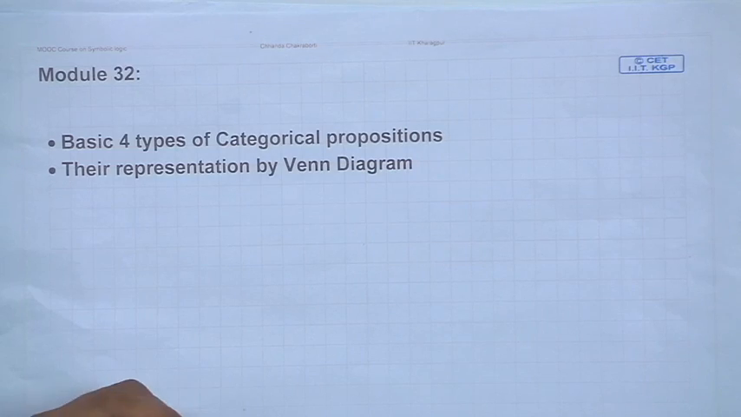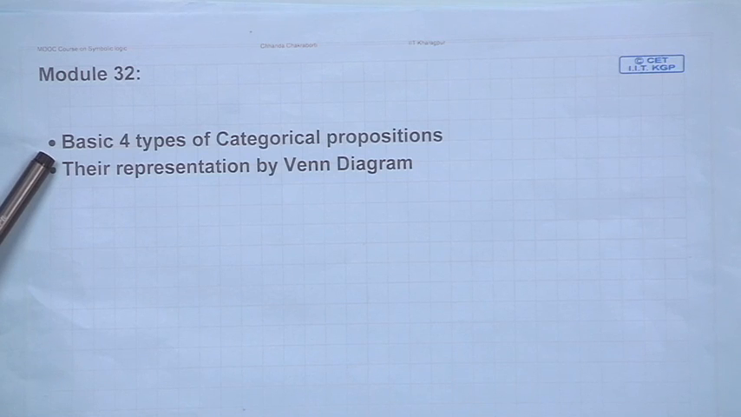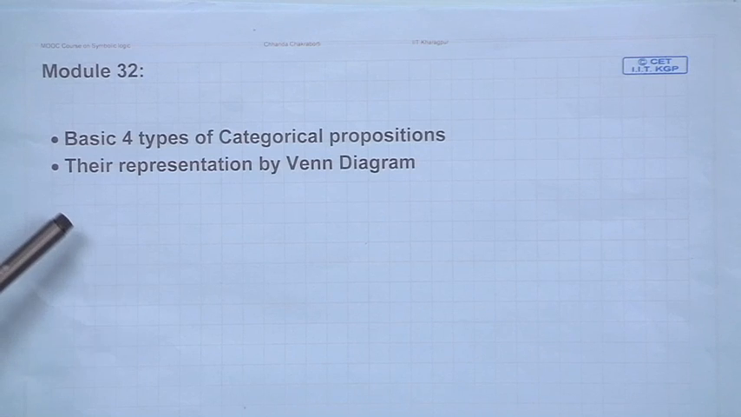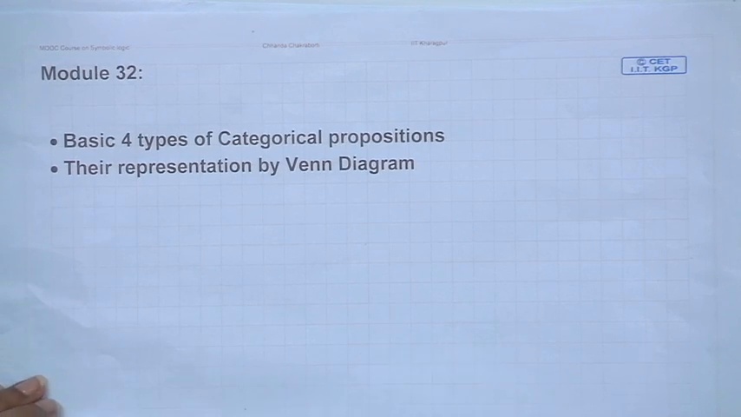Hello, and we are back, and this is module 32 of the symbolic logic course that we are continuing on. In the last module, we talked a little bit about categorical propositions and what their standard form means. So, we are going to continue with that, and then I am going to tell you about the basic 4 types of categorical propositions that there are, and how we are going to represent them using a relatively modern technique called the Venn diagram. So, this is on our agenda for module number 32.